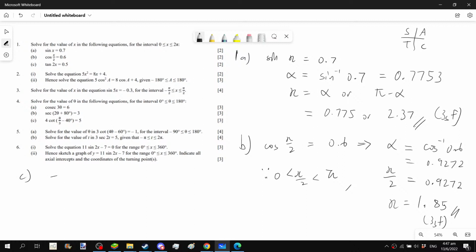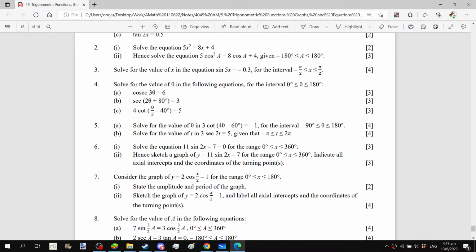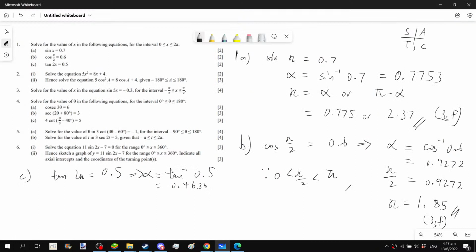Last but not least, for part C, we're given tangent 2x is equal to 0.5, implying the basic angle is the inverse tangent of 0.5. And that gives you 0.4636. So once you have this 0.4636, what we will do next is simply to ask ourselves what would happen to the rules of the game.